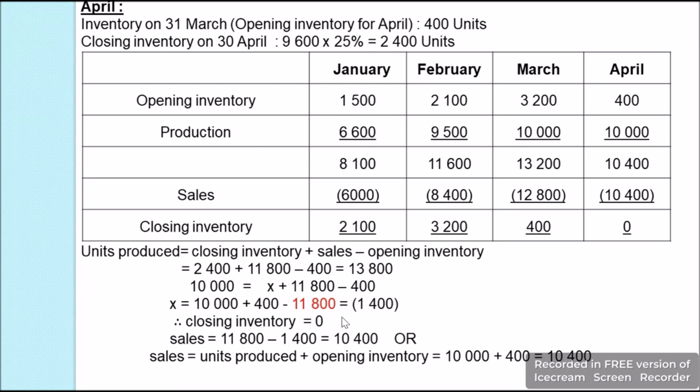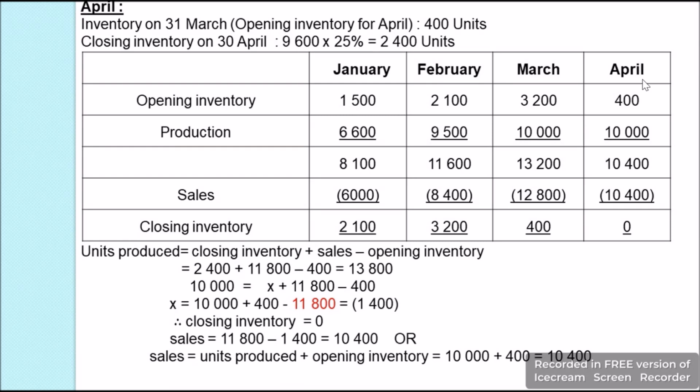So now we are going to reduce the sales by this negative value, that is 11,800 minus 1,400, which will be 10,400 units. Or what we can do is sales is equal to units produced, which will be 10,000 because that's our constant, plus the opening inventory, which is 400. So we'll get the value as 10,400 units.